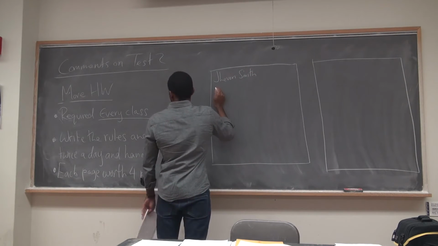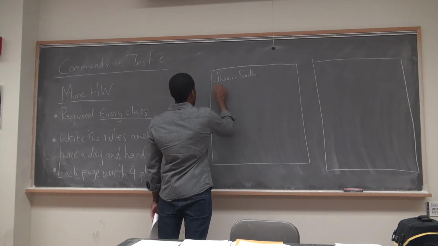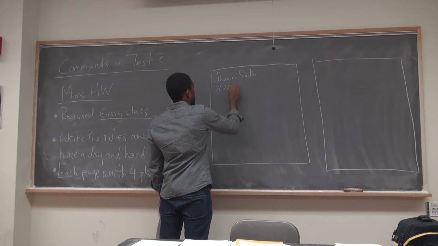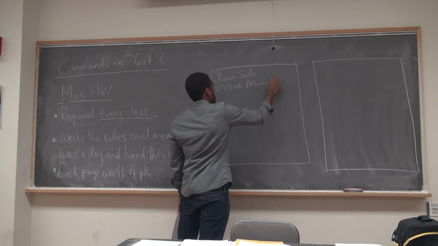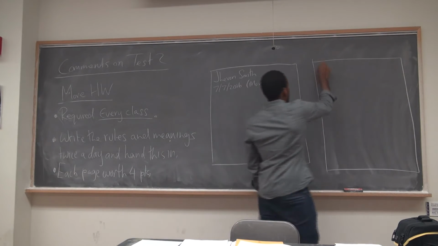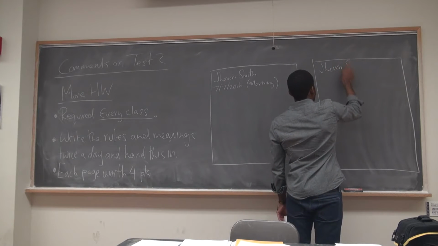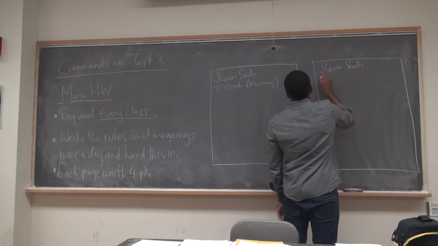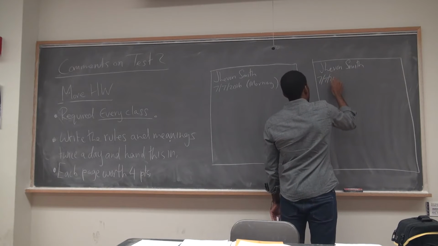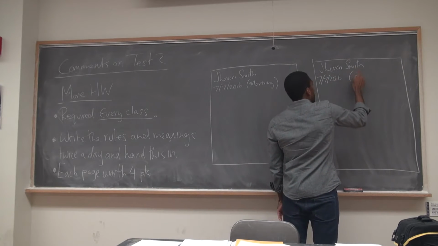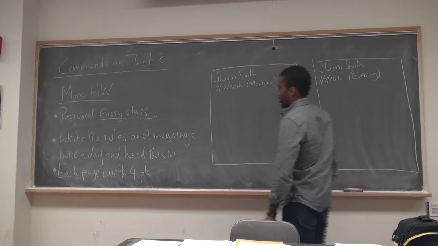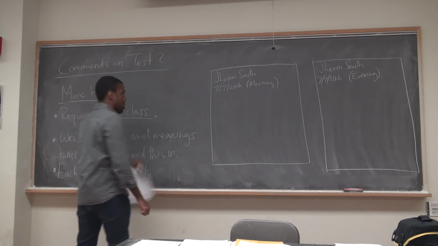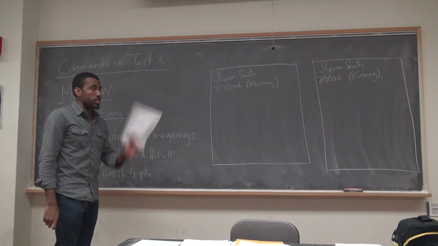I would like you to put the date, so today is what, the 7th? Morning. You're going to put your name on the second page. Put the date. You're going to put evening. Twice a day, you will write down all the rules on this page and the meanings.